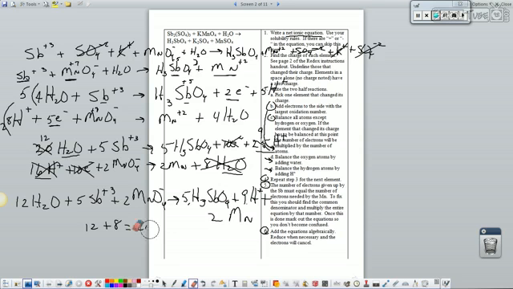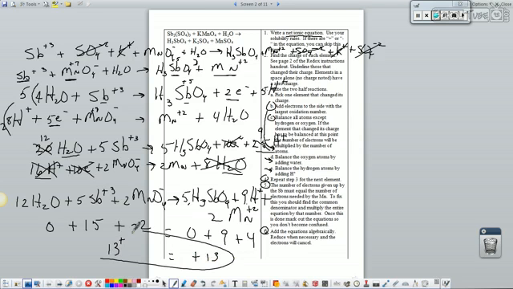So let me erase this, and we'll check the charges. Over here I have a 0 plus 5 times plus 3 is 15, plus a minus 2 equals 0 plus 9. That's a plus 2. That's right, and that's why it's important to write it. So I have 13 over here, positive 13, and over here I have a positive 13. And that's your final check. And if your charges are equal and your hydrogens are equal, you're pretty well assured that everything is balanced.